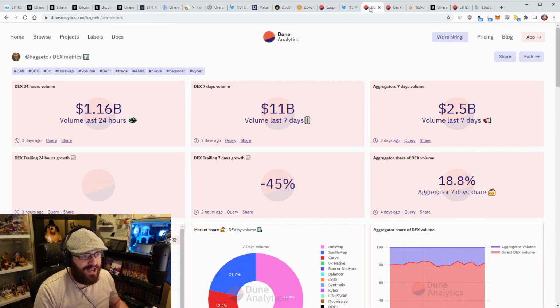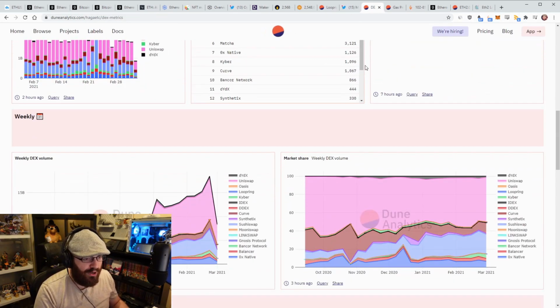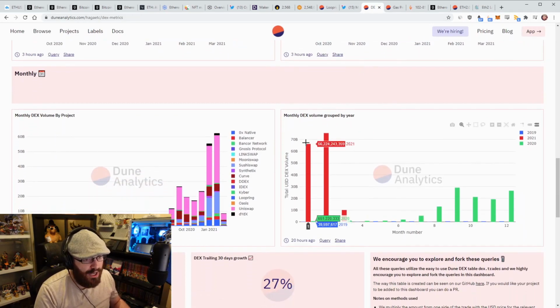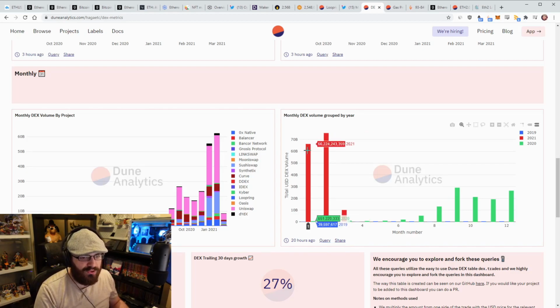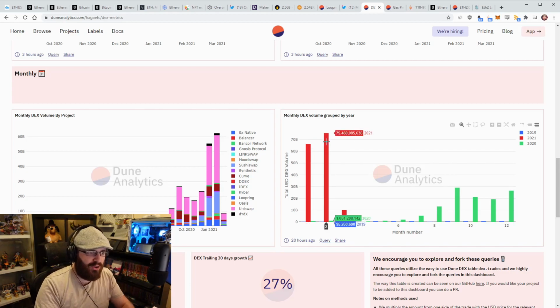Speaking of decentralized exchanges, they had an absolutely massive February. If I scroll down here, you'll be able to see why. It was the record month for decentralized exchange volume at 75 billion. And I actually think that January and February added together account for more volume than we saw in the total of 2020. That's crazy, right? Two months in 2021 account for more volume than the whole year of 2020, which is just absolutely insane growth.